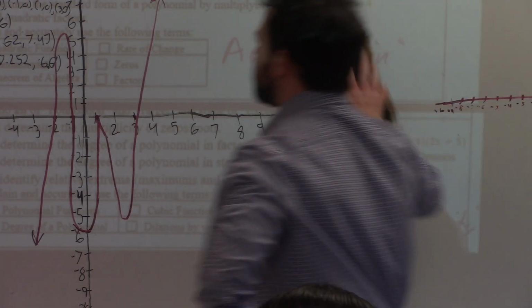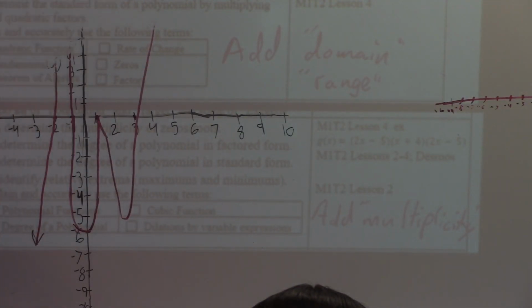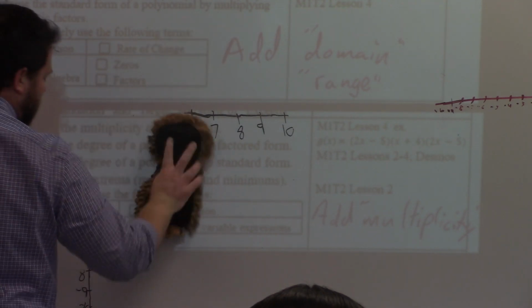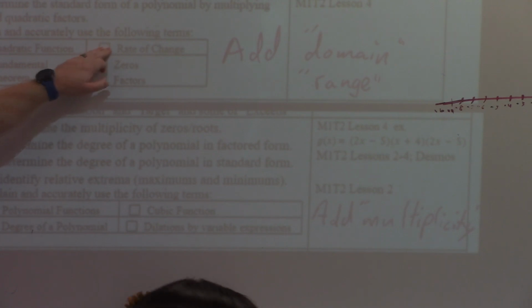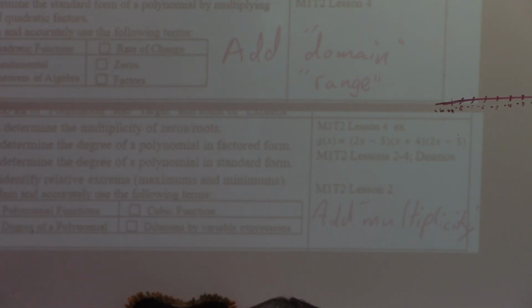Just looking at the second proficiency scale for this unit, I want to emphasize that we should know quadratic functions, fundamental theorem of algebra, zeros, factors, rate of change, domain and range. We've got to know those vocabulary terms. You need to know how to determine the standard form of a polynomial by multiplying linear and quadratic factors, and identify the domain, range, and intercepts of a polynomial function. Before we do the demonstrated understanding, I want to do a couple of questions that tie into this to get a little more practice.